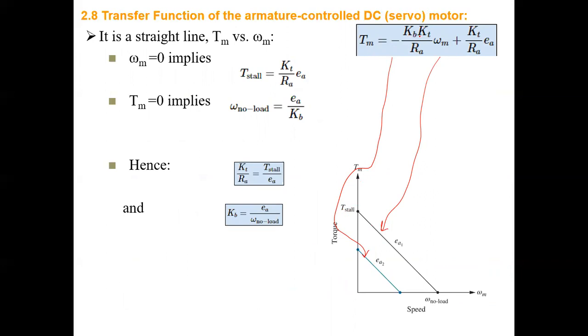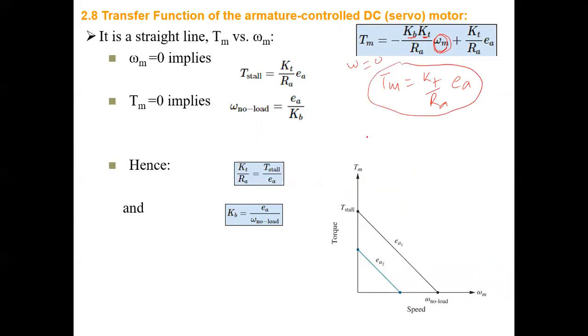Now our goal is to figure out K_B and K_T, right? That's our goal. To do that, what we do is we set omega equal to zero. So what happens when omega equals zero? You get T_M equals K_T over R_A times E_A, right? So when omega equals zero, your T_M is this. Okay. All right. So now when you do the stall test, then you can find this T_M. I can call it T_stall equals K_T over R_A times E_A.